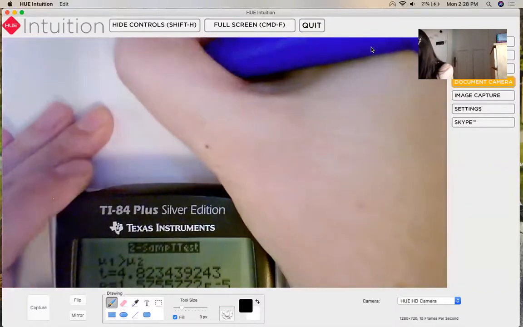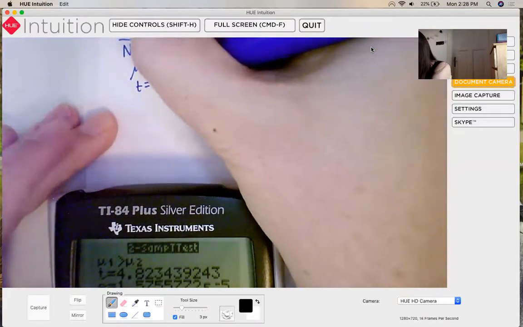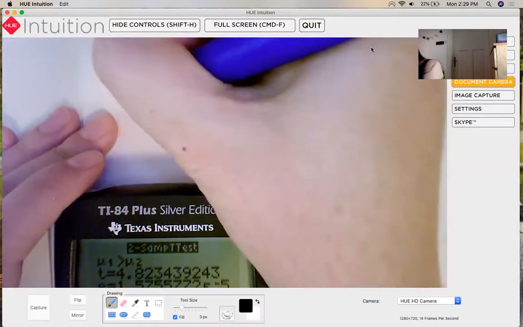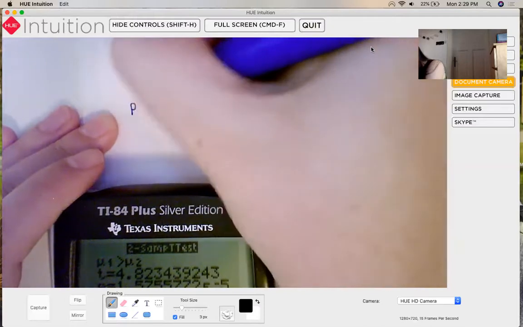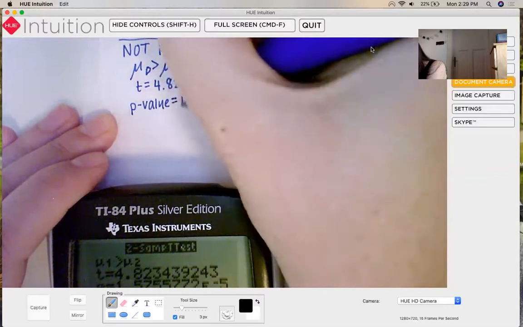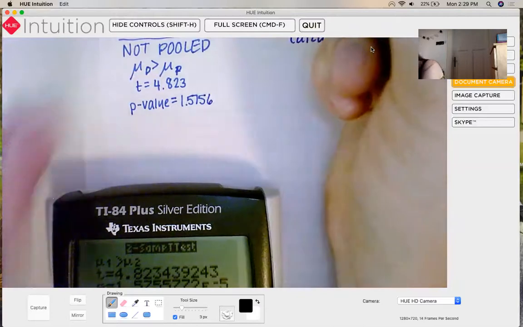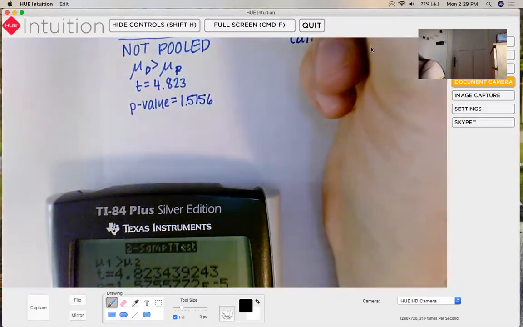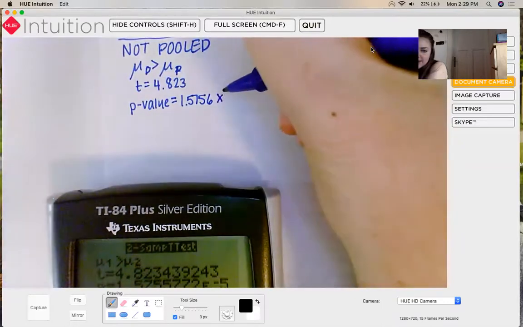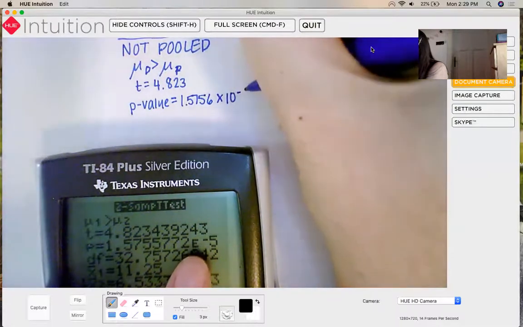So this T right here is talking about my t-score. So I'm just gonna copy it down. The t-score is 4.823. The P, this is talking about my p-value, is 1.5756, if I want to round a little bit on that, times, don't forget this little e down here. Look at this. This actually means it's really tiny, times 10 to the negative 5th power.